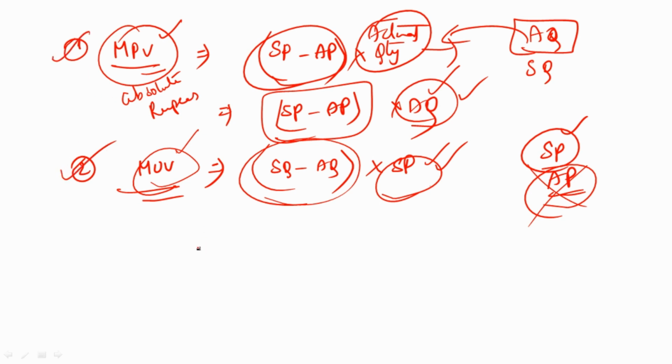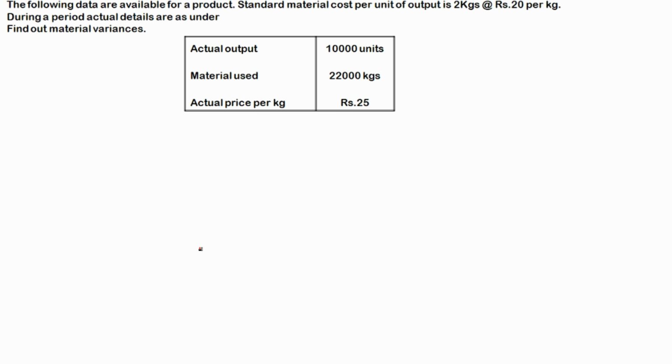With this, we'll try to do a problem. Look at this problem. The following data are available for a product. Standard material cost of unit of output is 2 kgs at rupees 20 per kg. During a period, actual details are as under. So you're required to calculate material variance. So you have actual output, material used, actual price per kg, right?